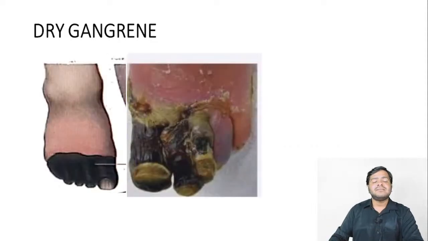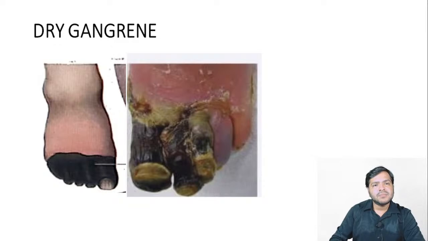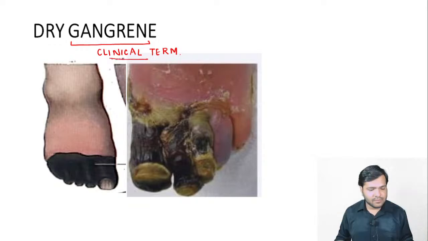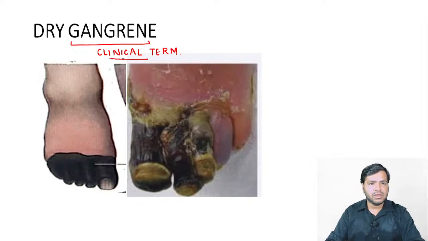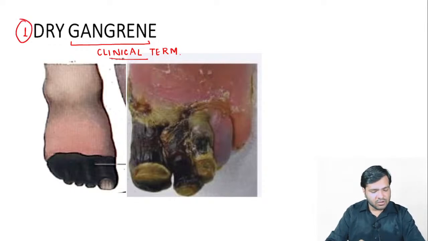Now, today I'm going to discuss gangrene first. Before coming to the term, just remember, guys, that gangrene is a clinical term. Basically, we see and we realize that it's a gangrene. Gangrene is basically of two types: dry gangrene and wet gangrene. First, we will be discussing dry gangrene.